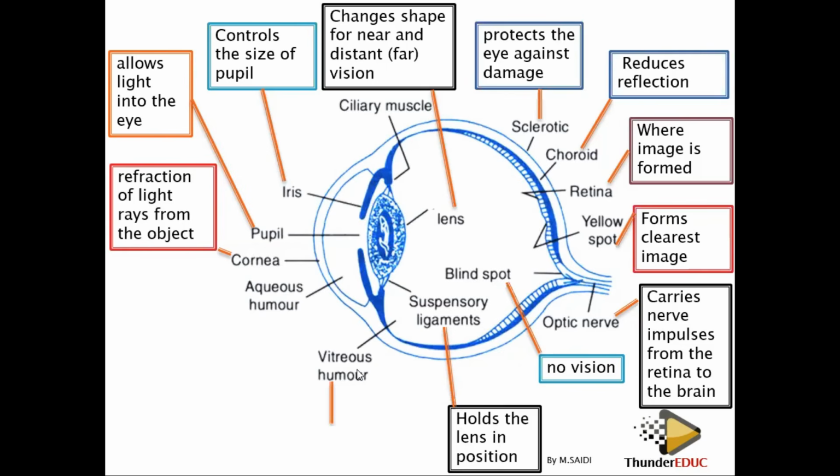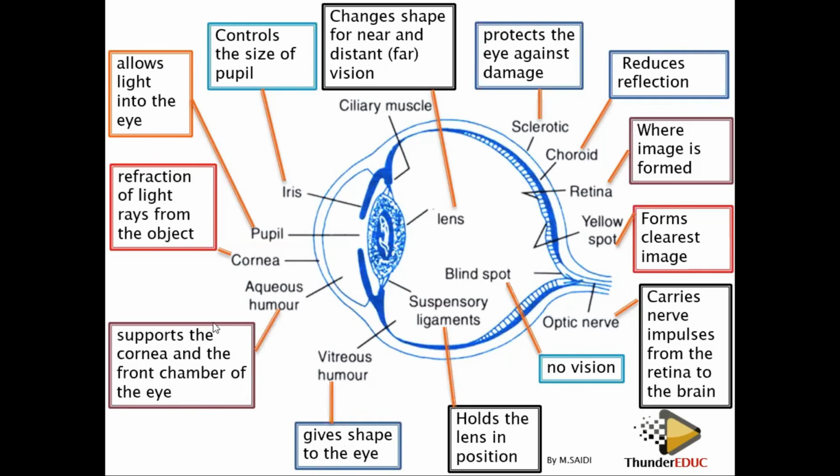Then you have the vitreous humor. Vitreous humor is very important in giving the eye its shape. So this fluid which is found in the eyeball prevents compression. Because it is a liquid, it prevents compression, and then the eyeball can keep its shape.